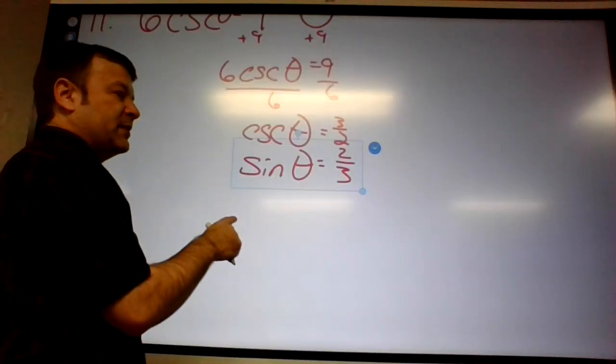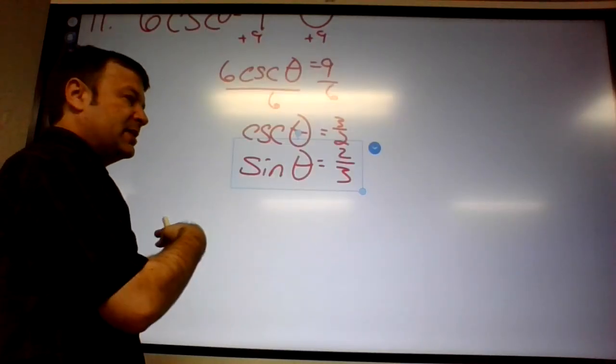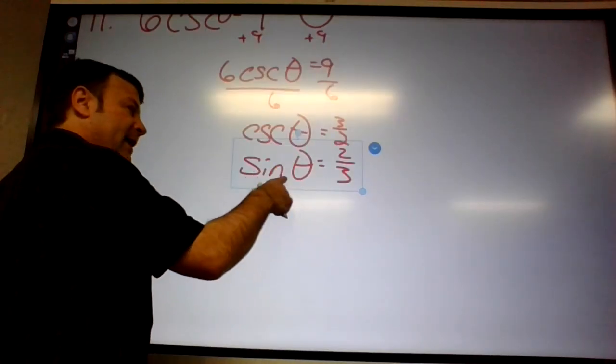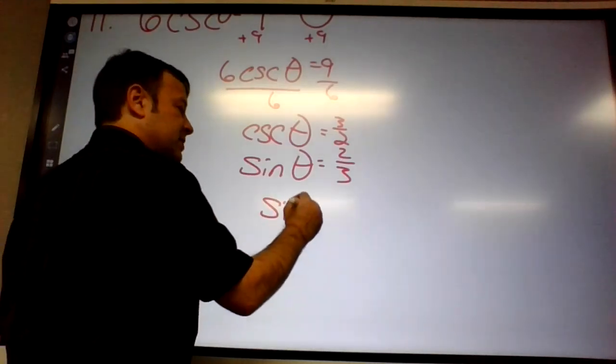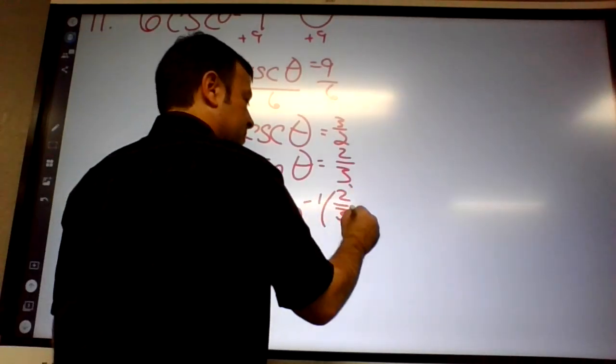Remember on number 1, they gave us a negative angle and we had to change it to a positive. Anyways, now what do I do though? Inverse sine of 2/3.